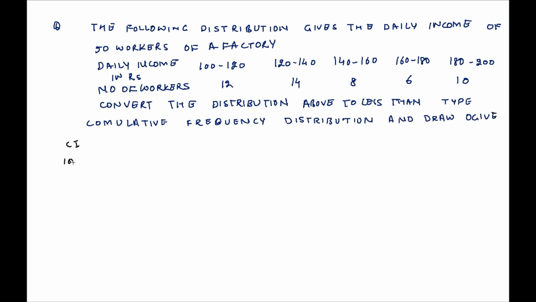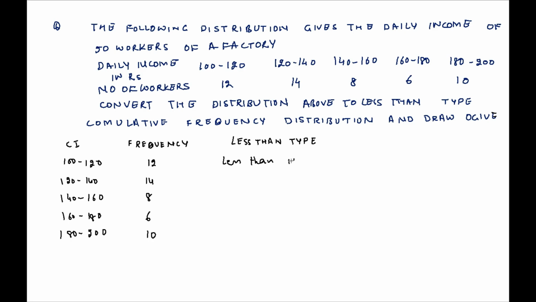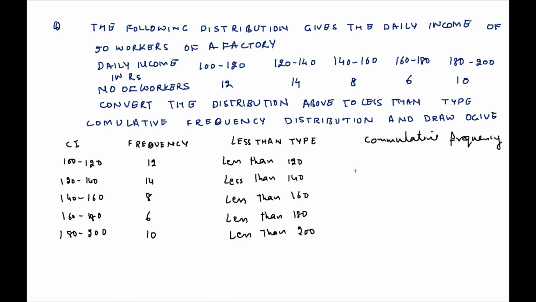First you will write CI, meaning class intervals: 100 to 120, 120 to 140, 140 to 160, 160 to 180, 180 to 200. Then write frequency: 12, 14, 8, 6 and 10. Now less than 120, less than 140, less than 160, less than 180, less than 200. Write cumulative frequency here. So less than 120, frequency is 12.